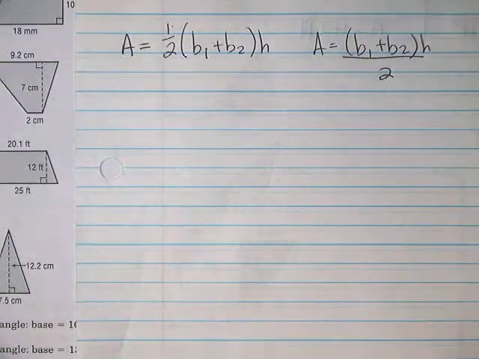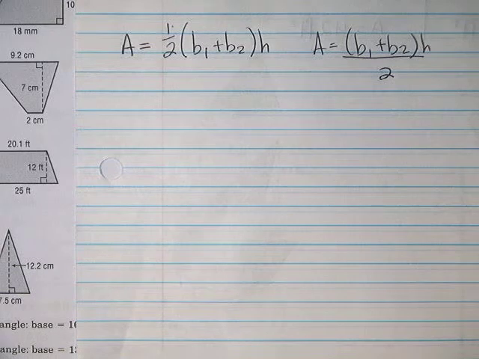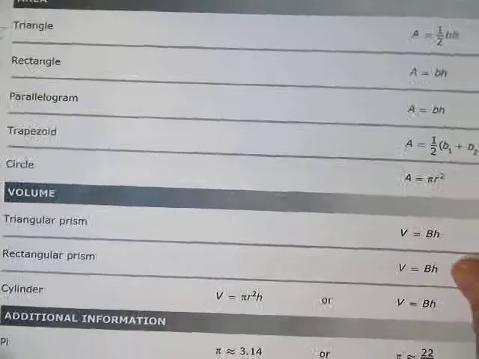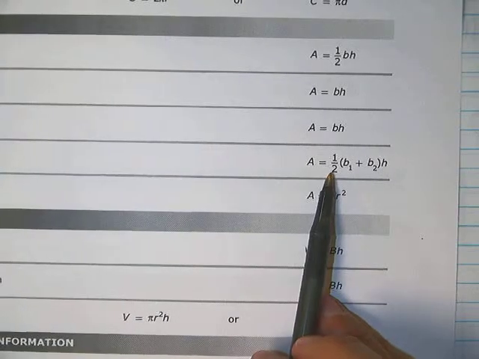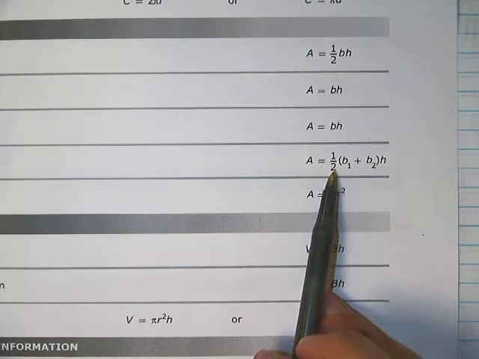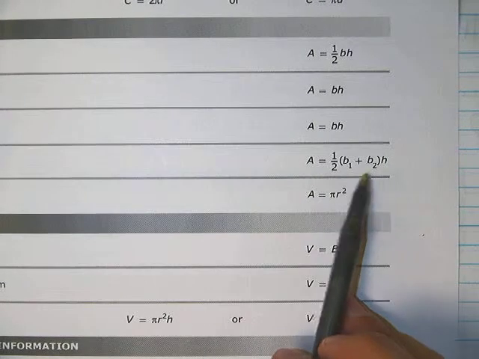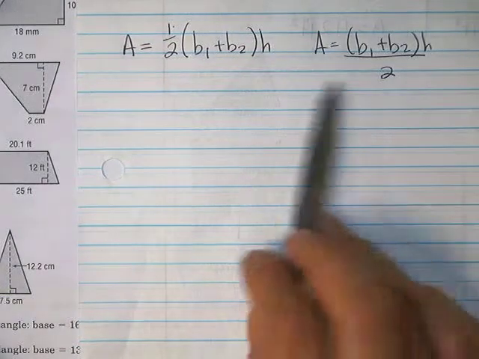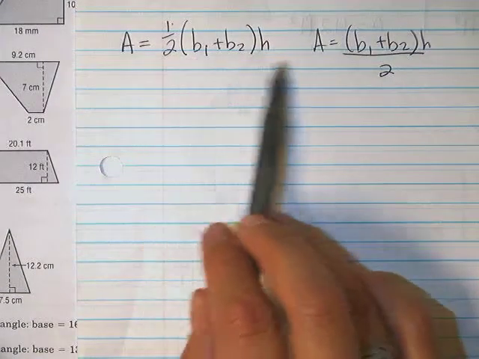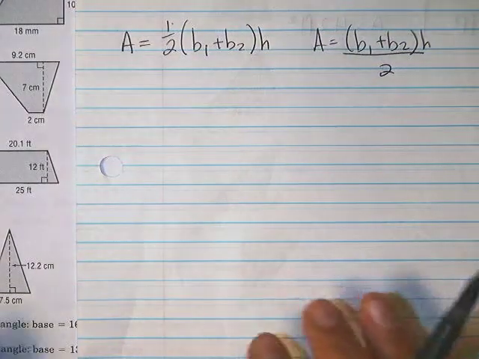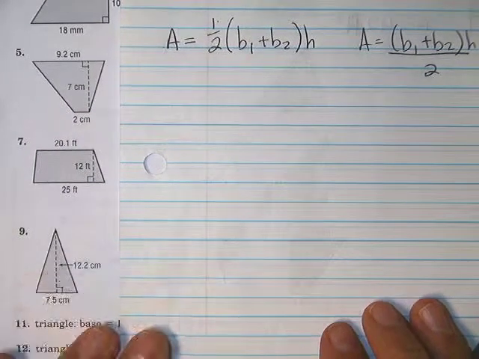I believe there's only one written on your math chart. Let's take a look. Yep, and it's this one. So if you'd prefer to use base 1 plus base 2 times height divided by 2, that's perfectly fine, but that's something that you're going to have to remember because this is the formula that they give you. Either one, easy to use.